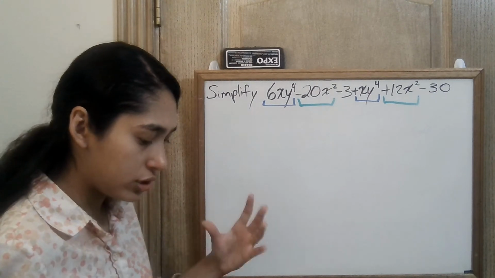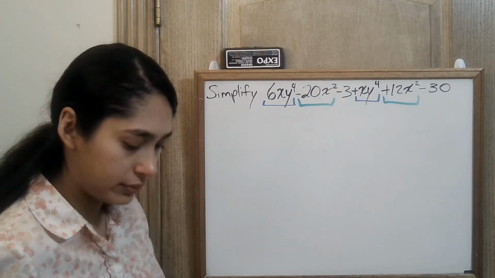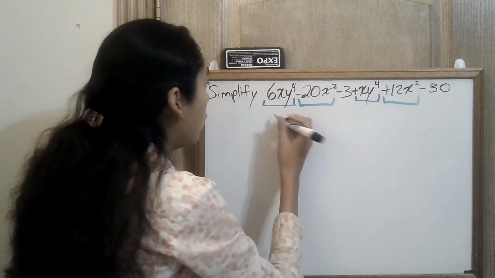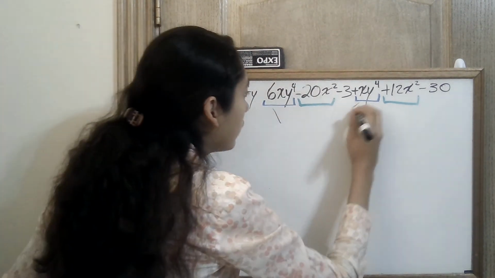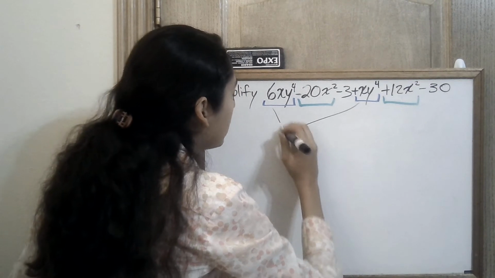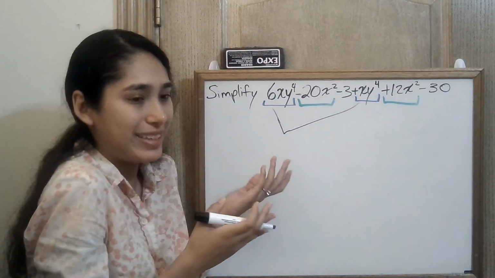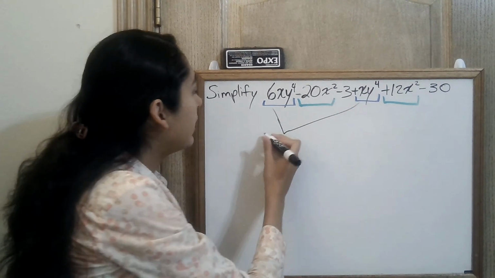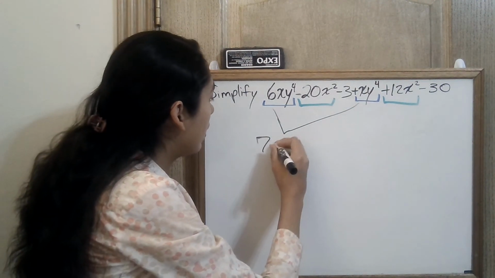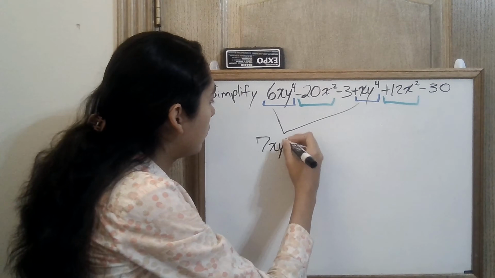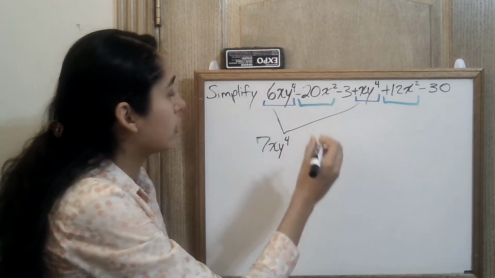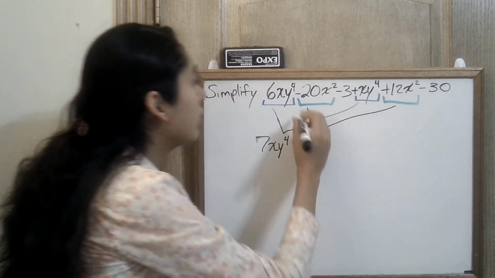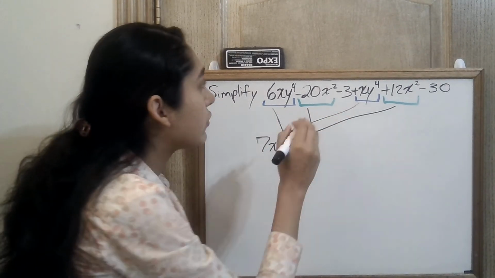So let's start just doing a grouping. So we have 6x to the power 4. The simplifying really means add. So let's put these together. We get 7xy to the power of 4. Okay. Now we're going to deal with this term. Negative 20, positive 12.